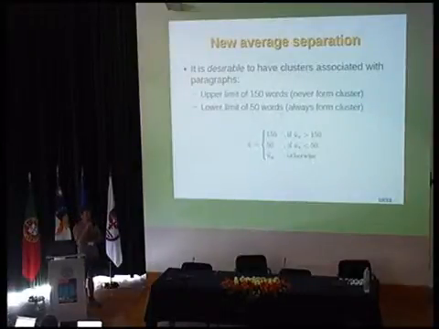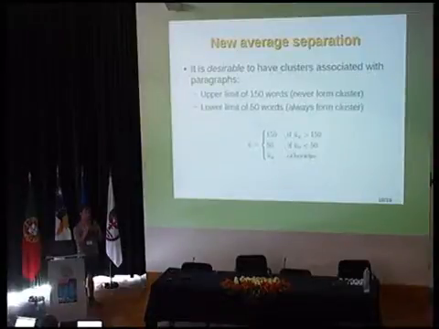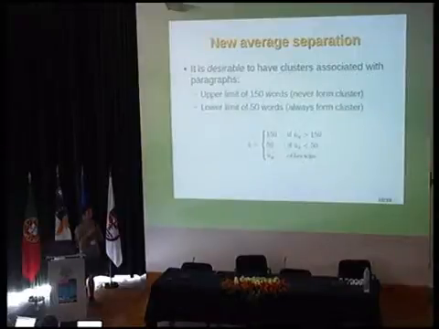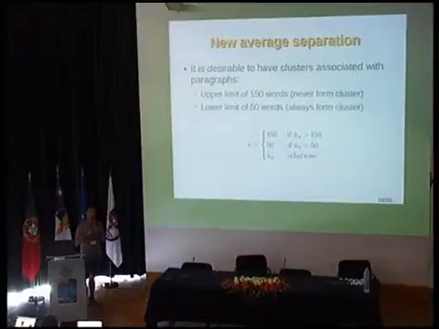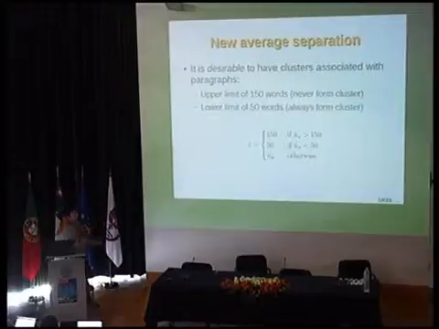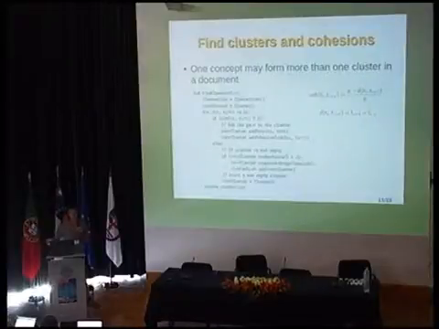So the idea is this: if the separation between two successive occurrences of a concept is bigger than 150, it doesn't make part of a cluster. Less than 50, it always is part of a cluster. Okay, and between those numbers we do the previous equation. We have written this on the paper. I won't explain this.